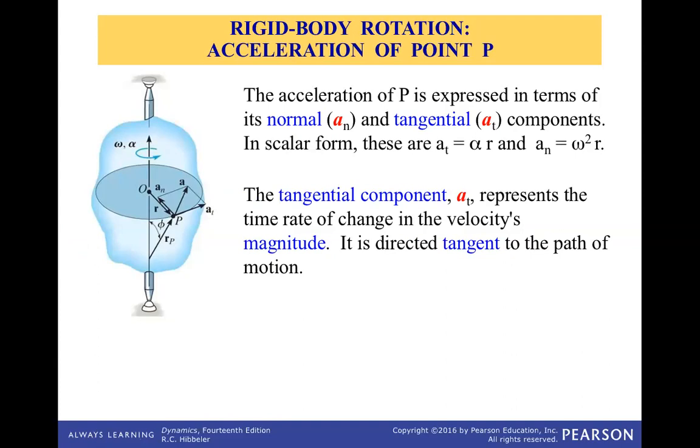So a sub n and a sub t are the two components of the acceleration. In scalar form, we learned that in the tangential direction it is alpha times r, and in the normal direction it is omega squared times r. That's the scalar form, and we can get the magnitude.